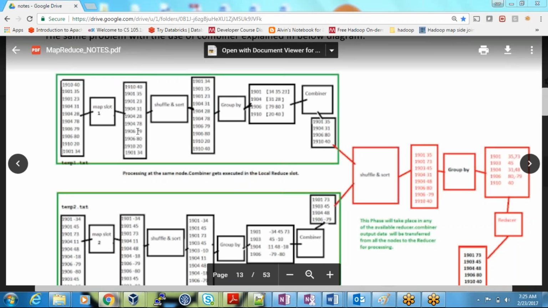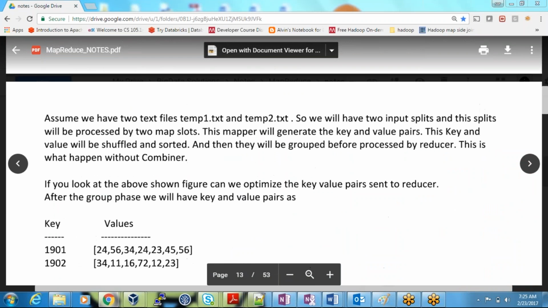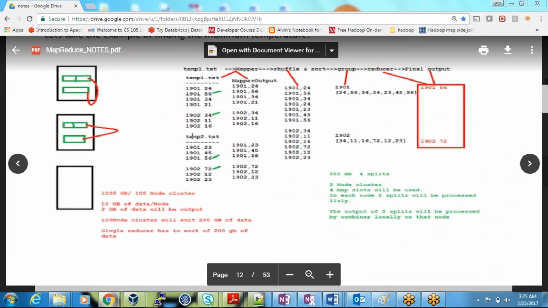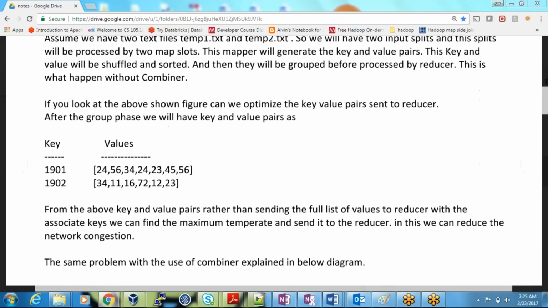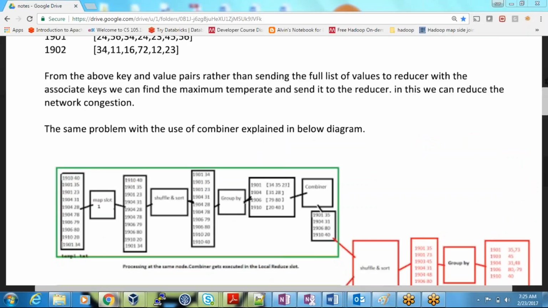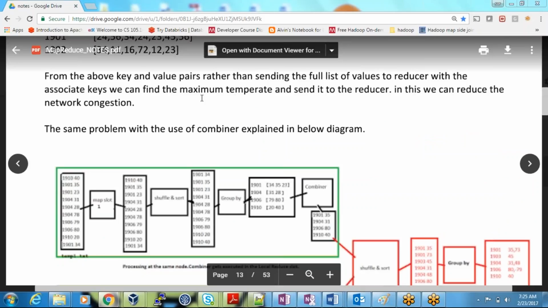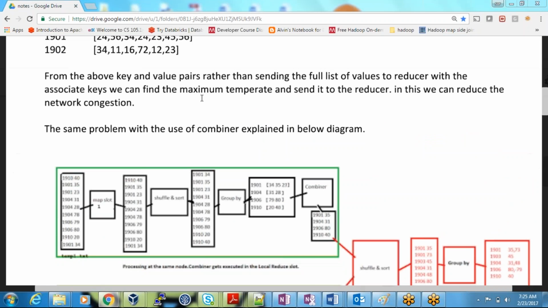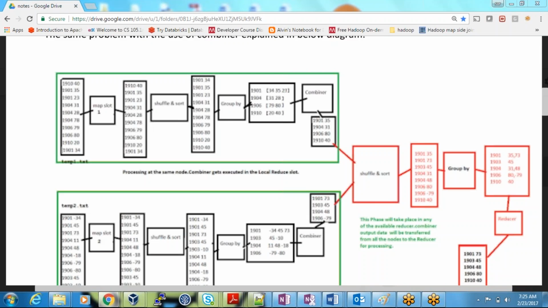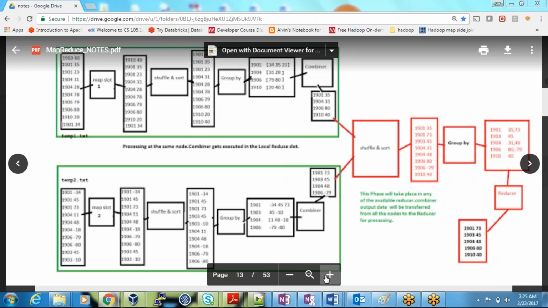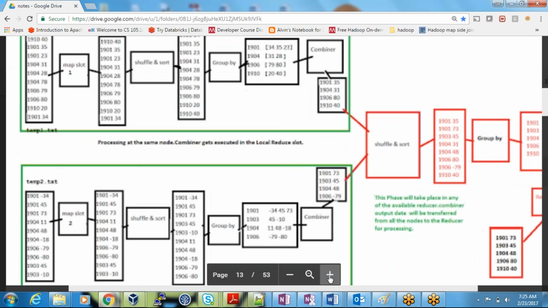So here with the combiner, before what we have seen, without the combiner we are passing this many key values, right? With the combiner, what we are doing is reducing the number of key value pairs. If you see the diagram, let me make it a little bigger. Are you guys able to see?